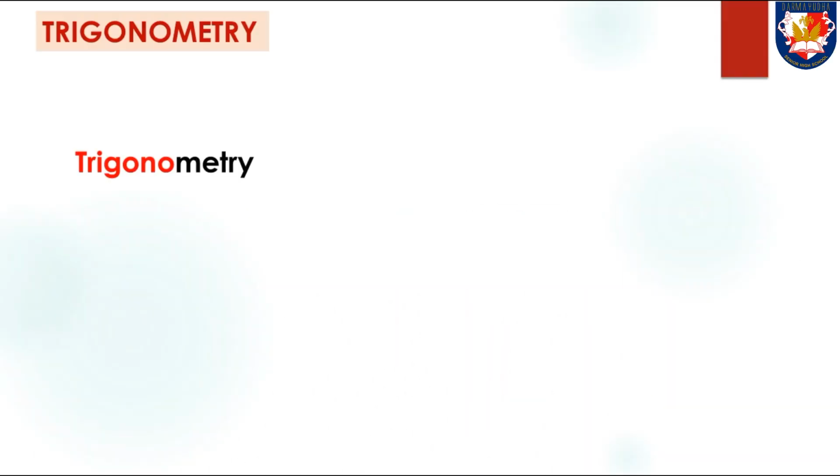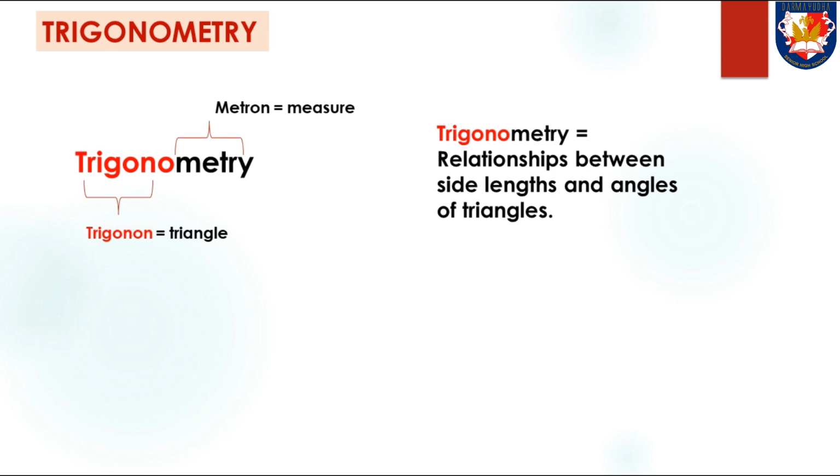The word trigonometry comes from Greek. Trigonon means triangle and metron means measure. Trigonometry is the study of relationships between side lengths and angles of triangles.